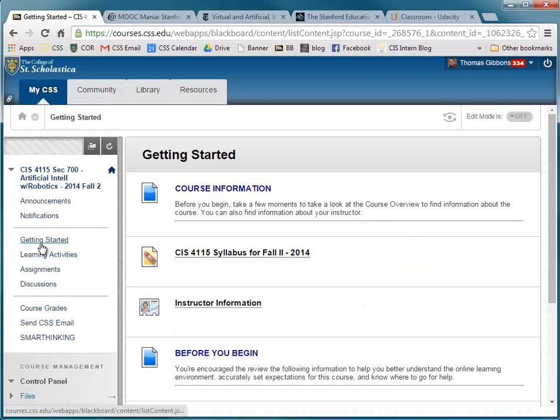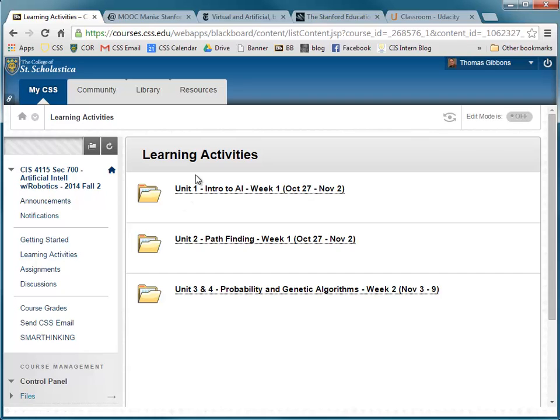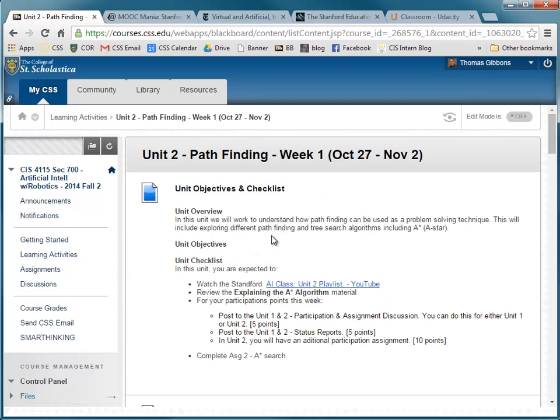So a little overview. It's a standard structure, I think, for St. Scholastica courses: most of the material is under learning activities. There'll be different units. I'll put the timelines for the units up here also, so that you know, because we'll be doing 2 units a week. So we'll be doing these 2 units the first week and this unit the second week. A general unit, let's go into unit 2.